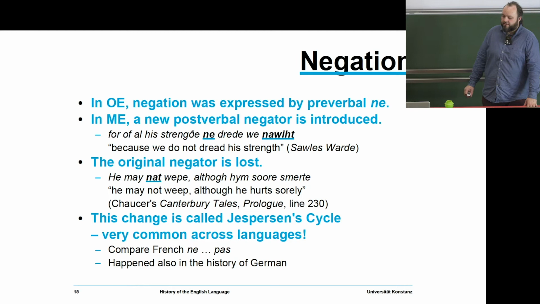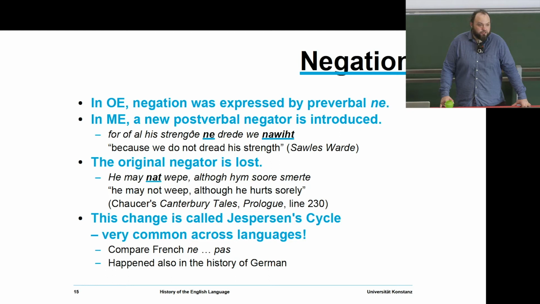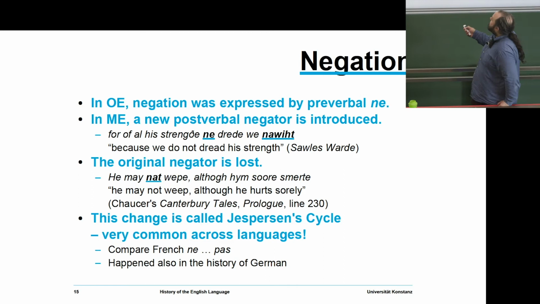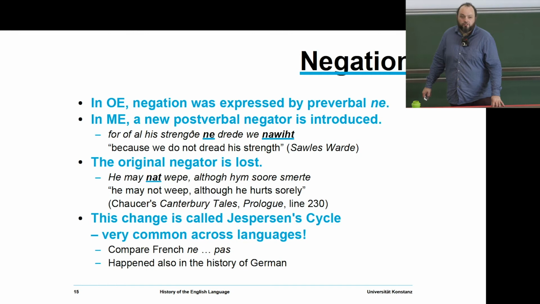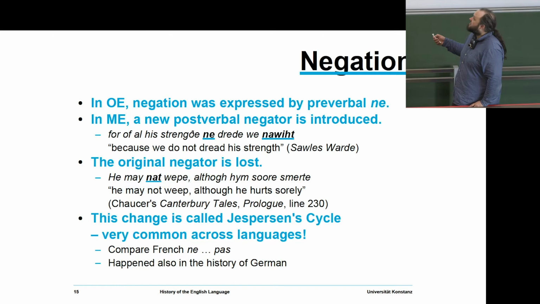And during the middle of the period, we see both ne and nawicht being used in the same sentence. And again, if you know any French, you might recognize this as being a bit like ne and pas in French. You have a pre-verbal negator and then a post-verbal negator as well. That doesn't last very long. That lasts for a few hundred years during the Middle English period. And by the end of the Middle English period, the original negator ne disappears entirely. And what we find is nat on its own, or not, just like we find in the modern language.